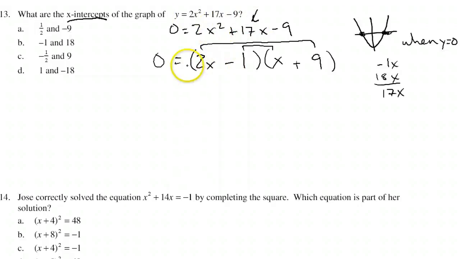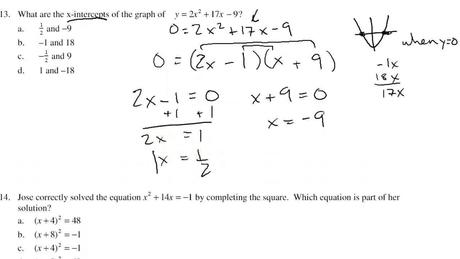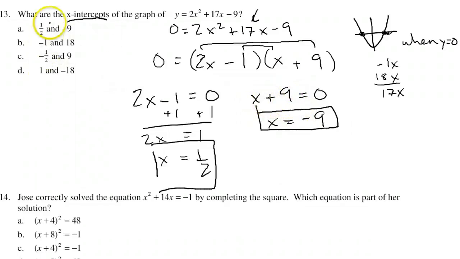So once it's factored, all we need to do is use the zero product property and split it up, and now solve for x. So this tells us that either the first one's equal to 0 or the second one's equal to 0. And we just solve it and we get x equals -9. Or if I add 1 here, then I get 2x equals 1, so x is 1/2. So our two solutions are x is 1/2 and x is -9. And let's see, that would be A.